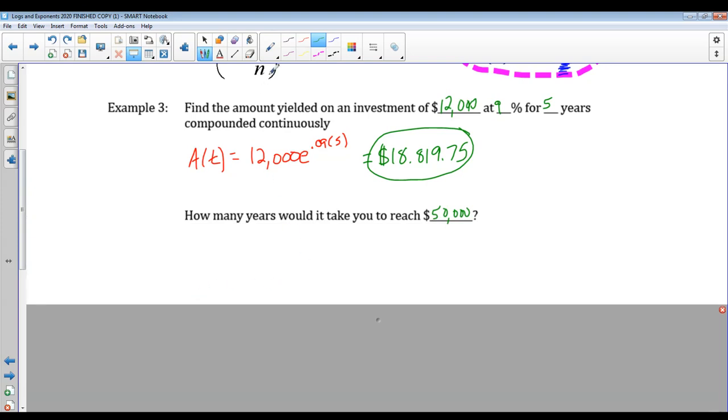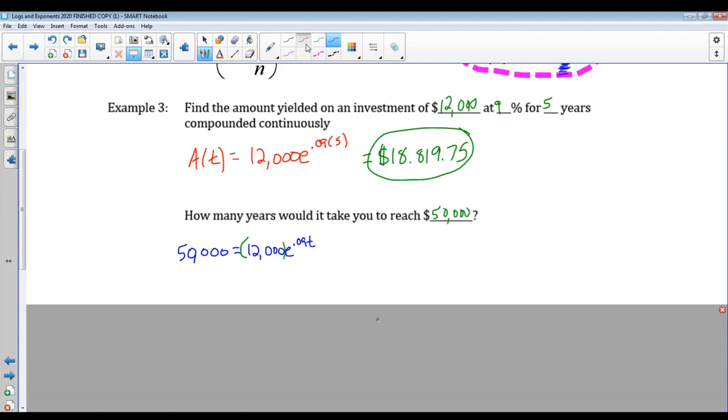So how many years would it take you to reach 50,000? Again, this is a working backwards problem. We know we want to get to 50,000 based on this $12,000 starting point. We still know everything except the t value, the time in this case. So very careful here. This is 12,000 times e to the RT. Our order of operations is really important here.